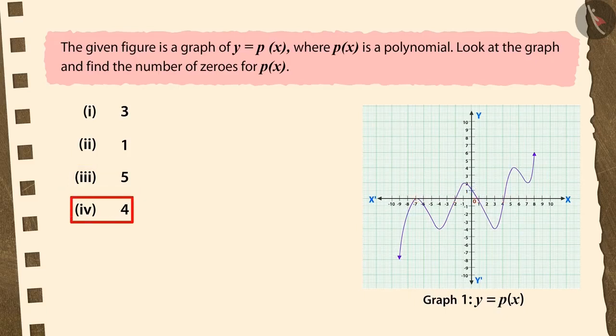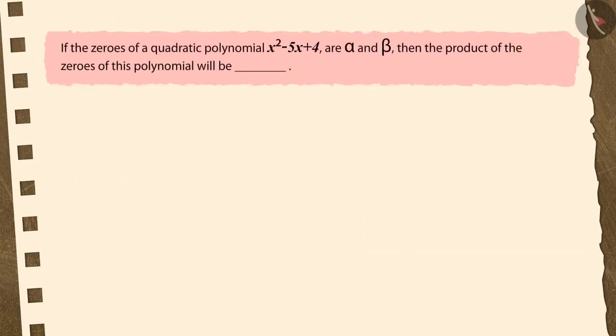If you have chosen the fourth option, it is the correct answer. Well done! This graph intersects the x-axis at a total of 4 points. So here, the number of zeros of the polynomial p(x) will be 4. Let us now see one more question.